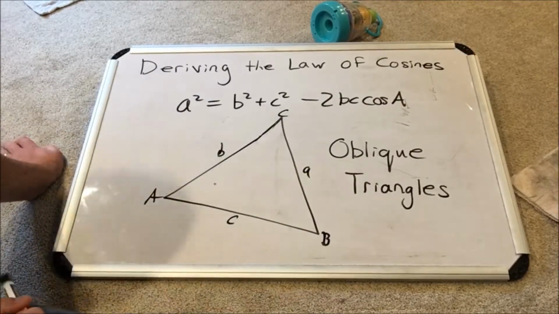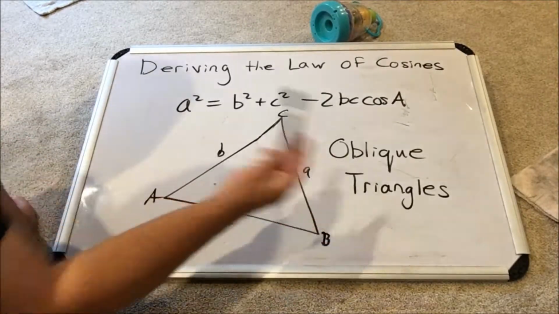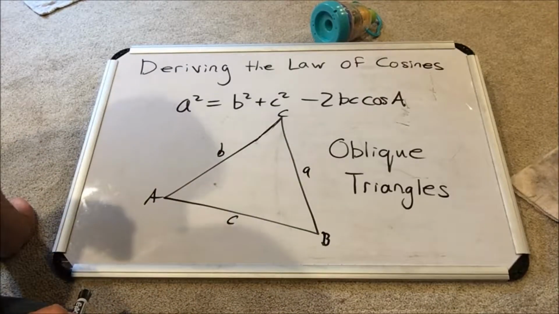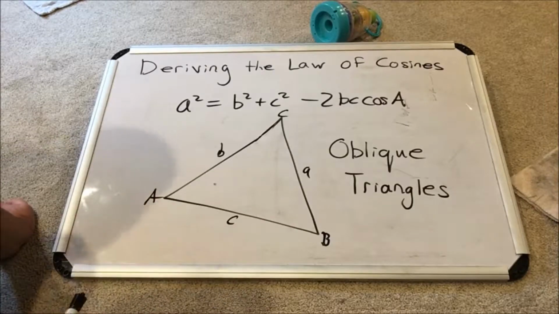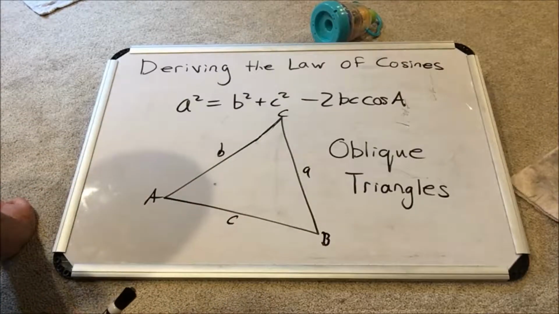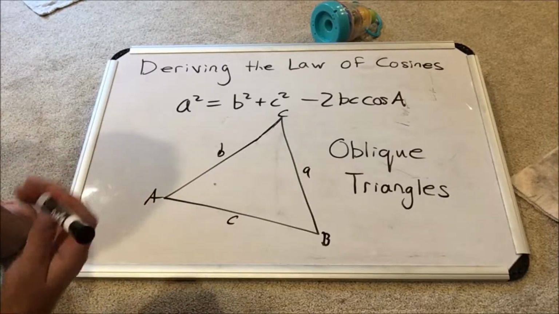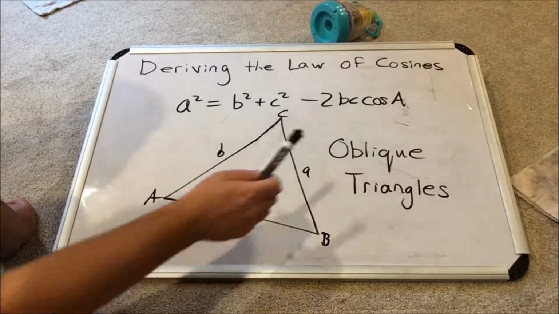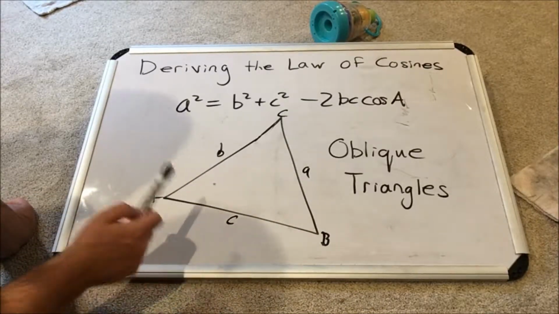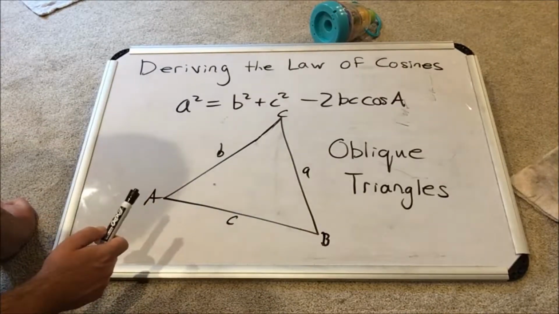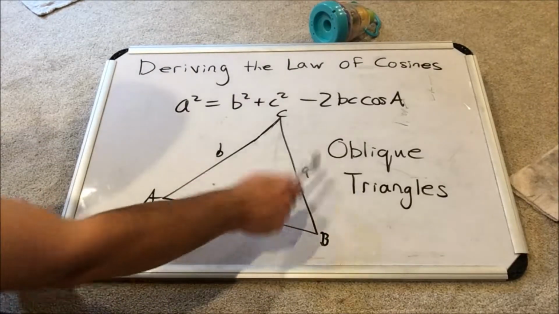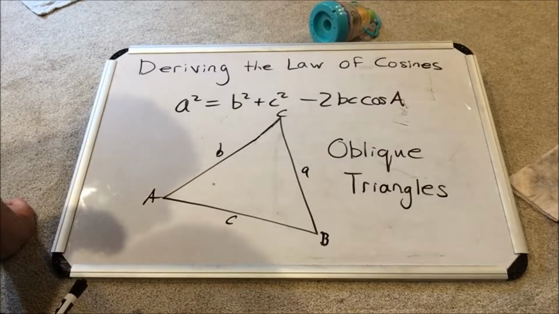The law of cosines is used to solve oblique triangles. Now, oblique triangles are triangles that do not have a right angle. All triangles that do not have a right angle are grouped together and called oblique triangles. Oblique triangles are named the following way: sides a, b, and c. And then each side has an opposite angle, which is denoted by the same letter, but capitalized. So here we have side a, and opposite that we have angle A.